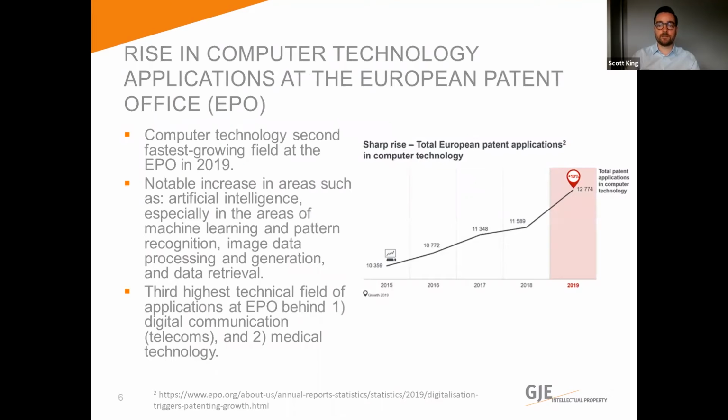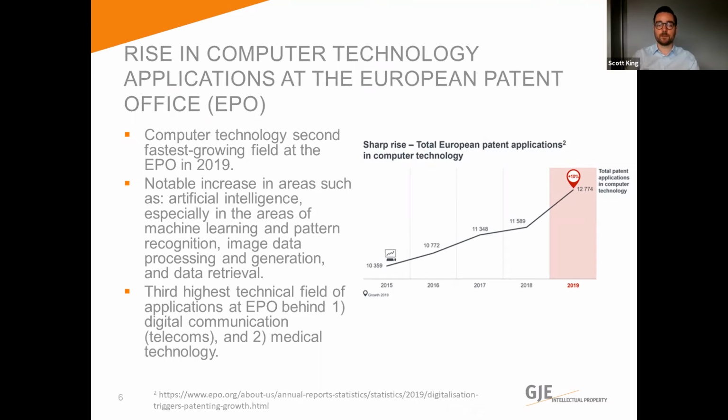In fact, looking at the statistics shows a promising picture for computing technology and patents. So computer technology was the second fastest growing field at the EPO in 2019. And here the driving factor for growth was the increase in patent applications related to artificial intelligence, especially in the areas of machine learning and data recognition. And image data processing and generation and data retrieval also saw notable increases.